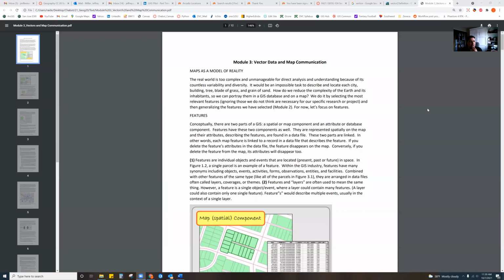Okay. And what we're talking about here, when we say maps are a model of reality, maps are considered models. They're considered some type of representation of reality itself. And I think we all understand what a map for all intents and purposes is supposed to be.